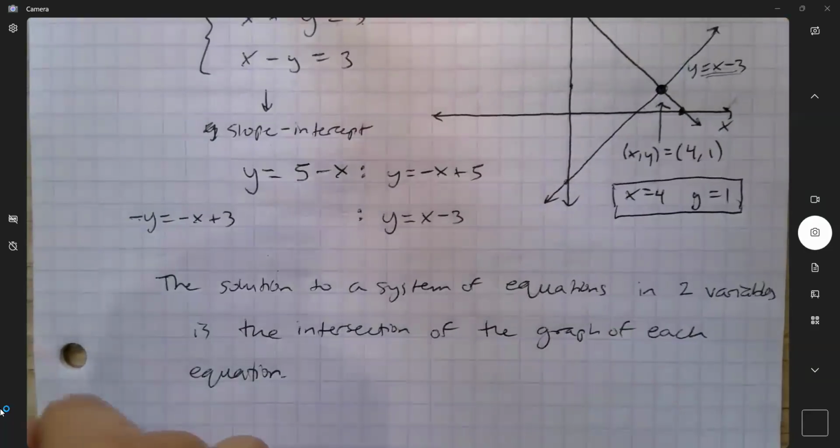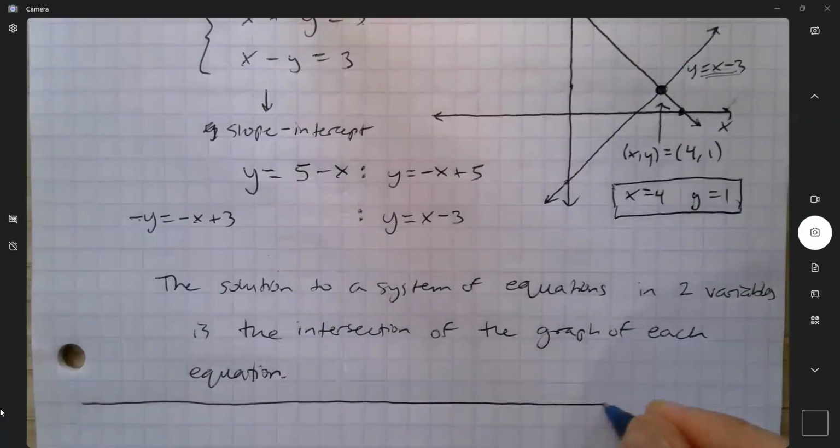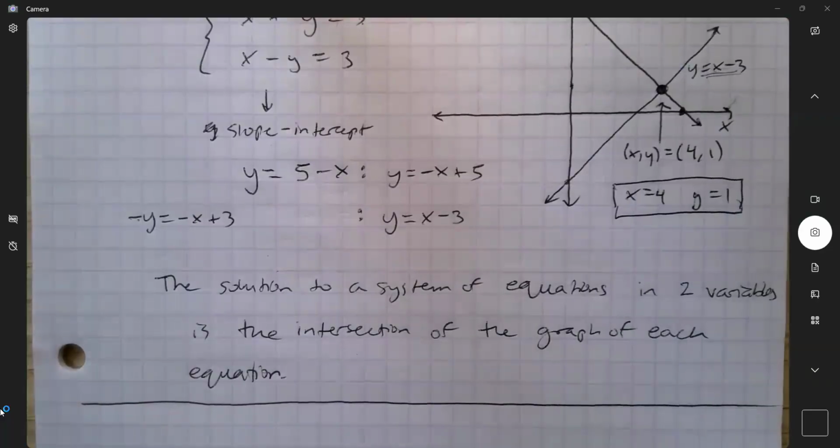Let me do one more by hand, and then I'm going to switch over to Desmos so that things can go a little faster. Because one thing that Desmos is really good at is graphing pretty quickly.